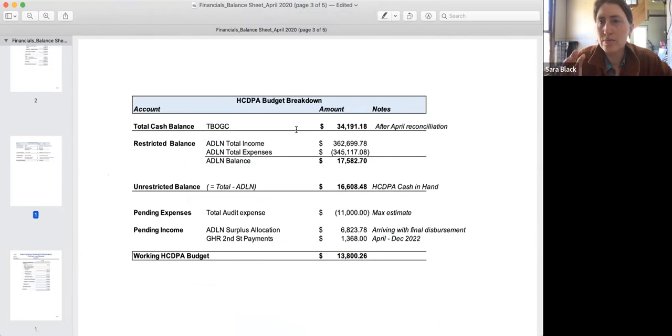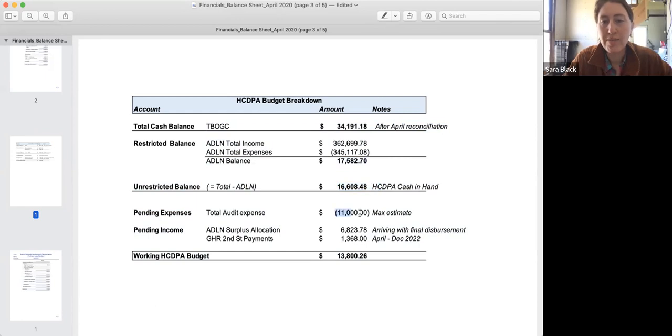So Teresa and I performed a bank reconciliation, and accounting for checks that haven't yet cleared, our ending balance at the end of April was $34,191.18. And then looking at all of the total income so far from the ADLN grant, minus all of the total expenses that we've logged so far within the ADLN grant, we can figure that $17,582.70 of our cash on hand is restricted for the ADLN grant, which leaves $16,000 and change in our coffers.